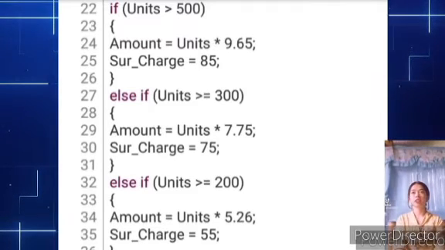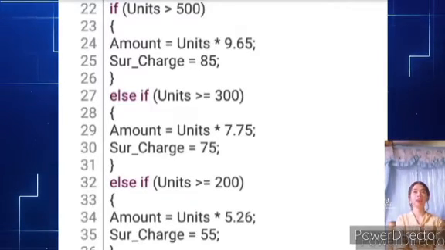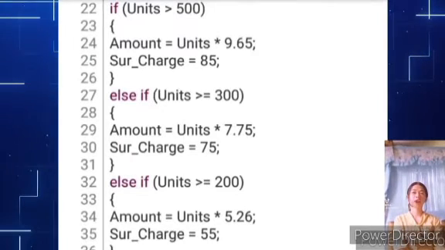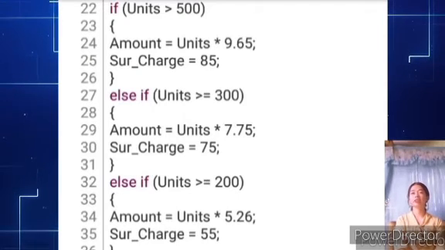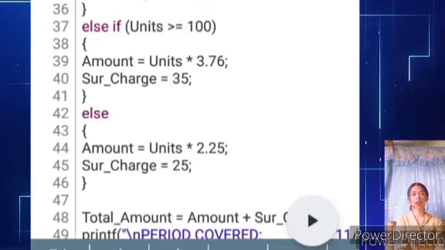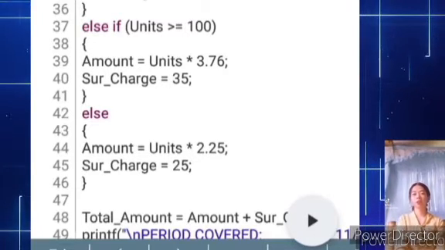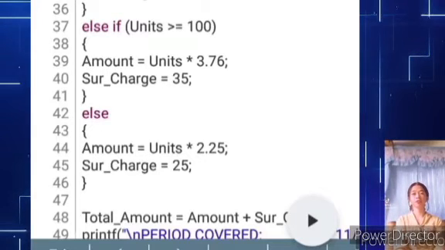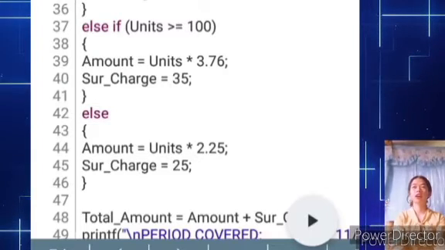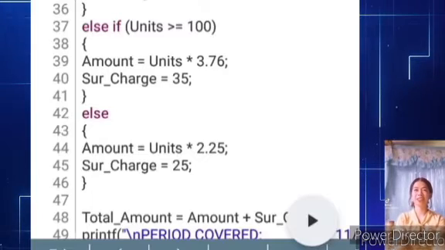Else, if units is greater than or equal to 300, then the amount is equal to units times 7.75 and the surcharge is equal to 75. Else, if units is greater than or equal to 200, then the amount is equal to units times 5.26 and the surcharge is equal to 55. Else, if units is greater than or equal to 100, then the amount is equal to units times 3.76 and the surcharge is equal to 35. Otherwise if it fails, the compiler will move to the next.